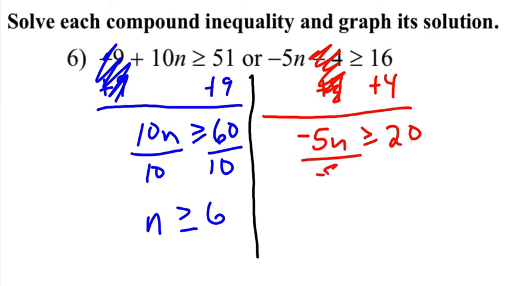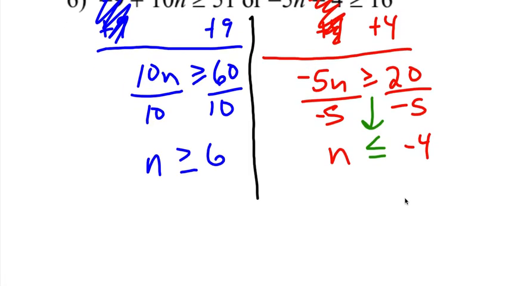Divide both sides by negative 5. I just divided by a negative, so I'm going to put a little note here that I need to flip my inequality. And left-hand side, negative 5 divided by negative 5 is 1, so I have 1n. 20 divided by negative 5 is negative 4.